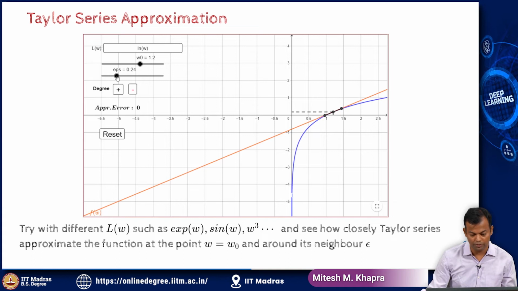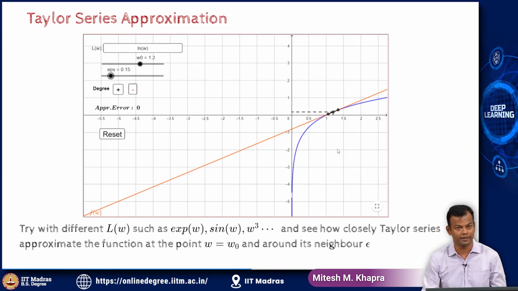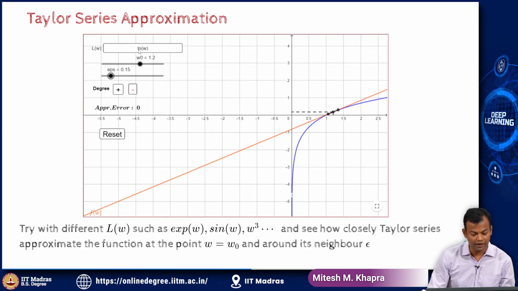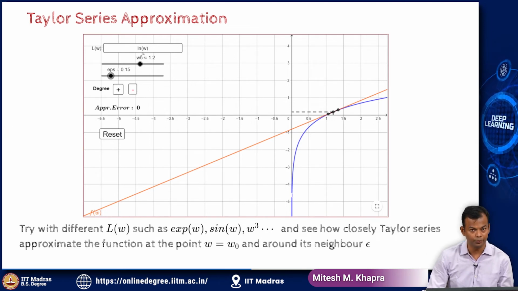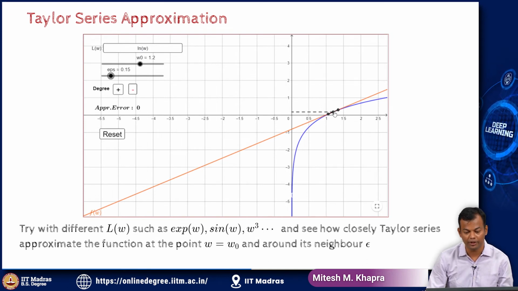Right. So the smaller the value of epsilon, you can see that the smaller is the neighborhood that I'm considering here. Okay, and I'll tell you why that is important. Now this function is log of w. And now I know the value of the function at this point here.